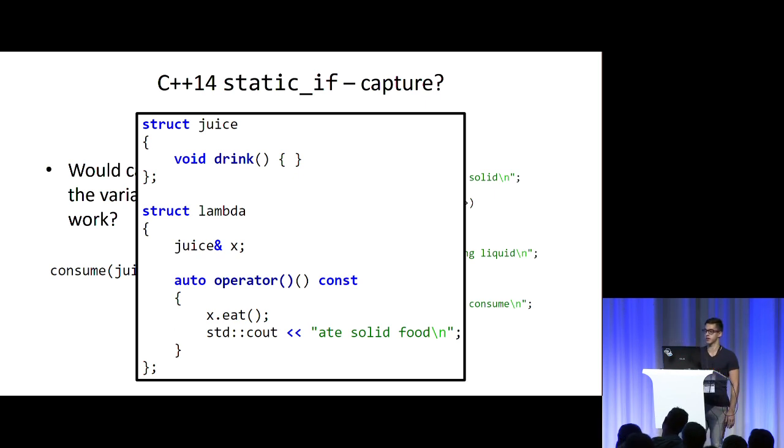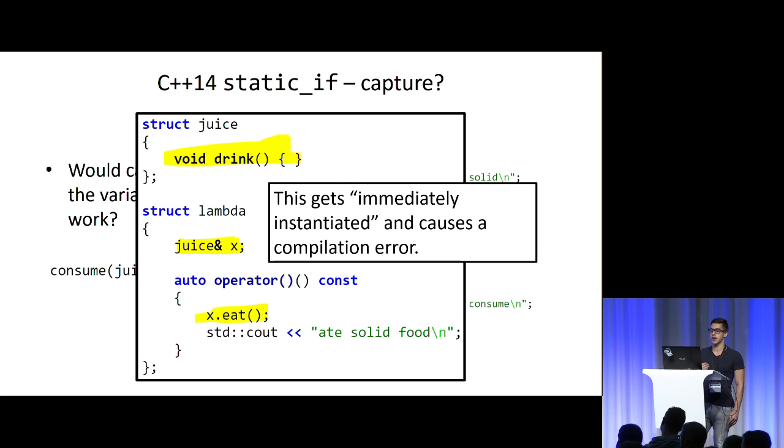Okay, so the answer is it won't work because it's not a template, and that's exactly the problem. If you're capturing the variable, what the compiler will generate is something like that, where we still have a type-deduced operator call, but it's not a template anymore. So as soon as the compiler sees the body of the lambda, sees the lambda is trying to instantiate it, it will obviously fail because juice does not have the eat method. So this will cause a compile time error even if the branch is parsable.